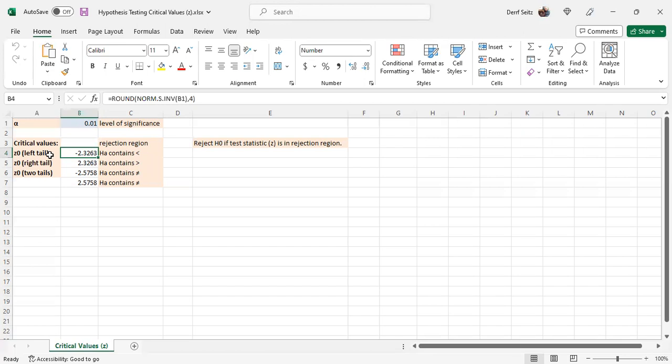Less than is a left tail test. Greater than is a right tail test. Not equal to is a two-tailed test.